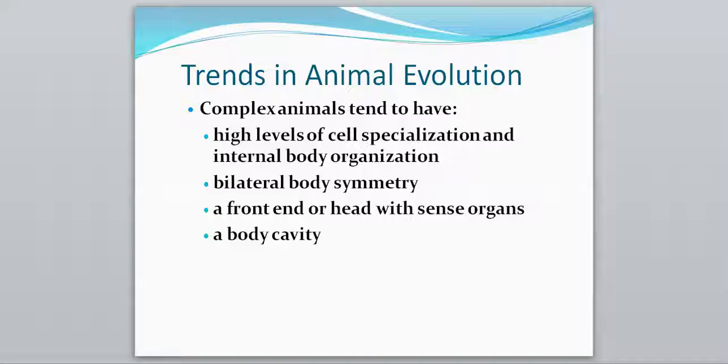When we think of complex animals, they tend to have certain things. One is high levels of cell specialization and internal body organization, meaning that their cells all have specific jobs and that their body isn't just a random assortment of things. They all have a specific area that helps the animal survive. They have bilateral body symmetry, which we will get to later on. They have a front end or head with sense organs, which we will also mention, and they have a body cavity. These things go hand in hand with having a complex animal. Again, we have to learn about what makes up an animal before we can actually talk about the specific types.